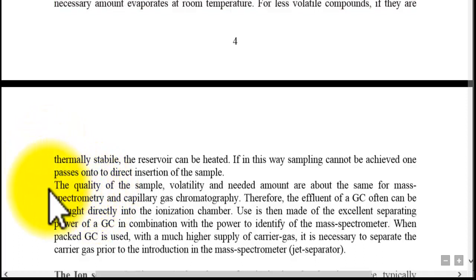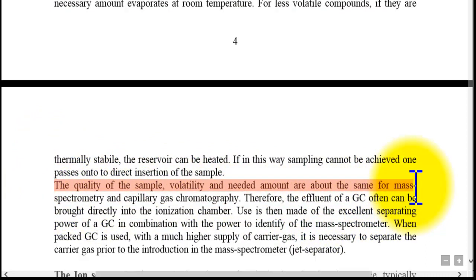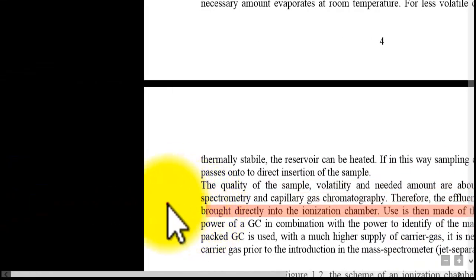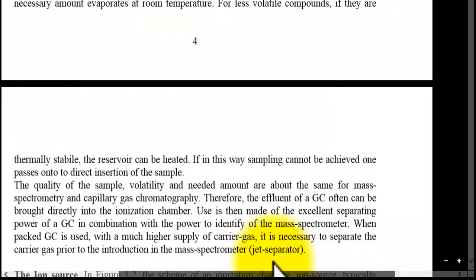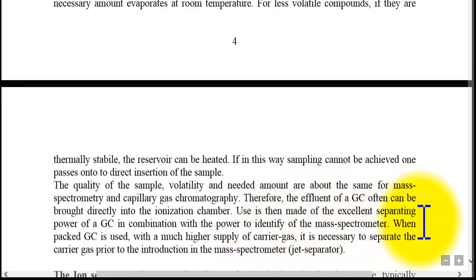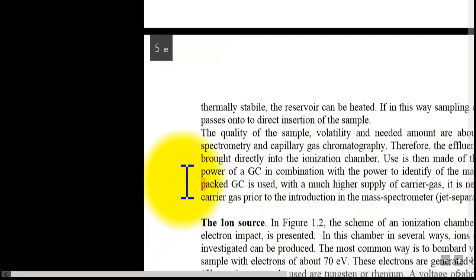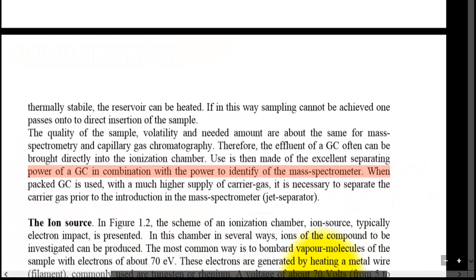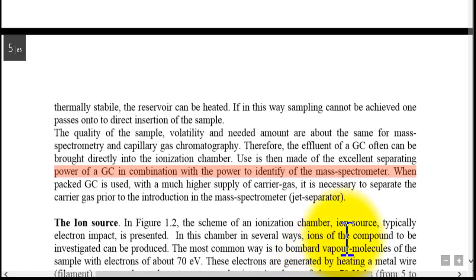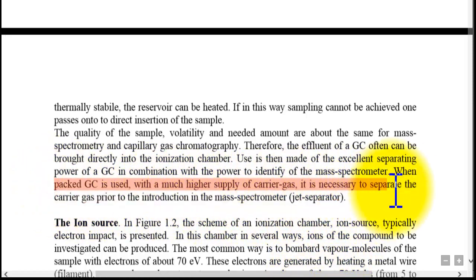The quality of the sample, volatility and needed amount are about the same for mass spectrometry and capillary gas chromatography. Therefore, the effluent of GC often can be brought directly into the ionization chamber, making use of the excellent separating power of GC in combination with the power of identification of the mass spectrometer. When packed GC is used with a much higher supply of carrier gas, it is necessary to separate the carrier gas prior to the introduction into the mass spectrometer using a jet separator.